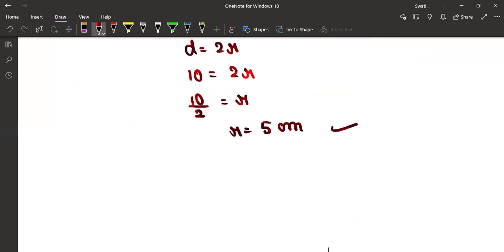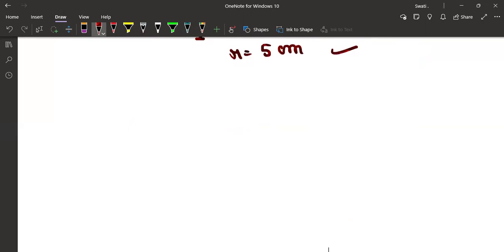Let's go to the next basic information, more parts of a circle. There are many more parts that you should know. So let us cover that now.